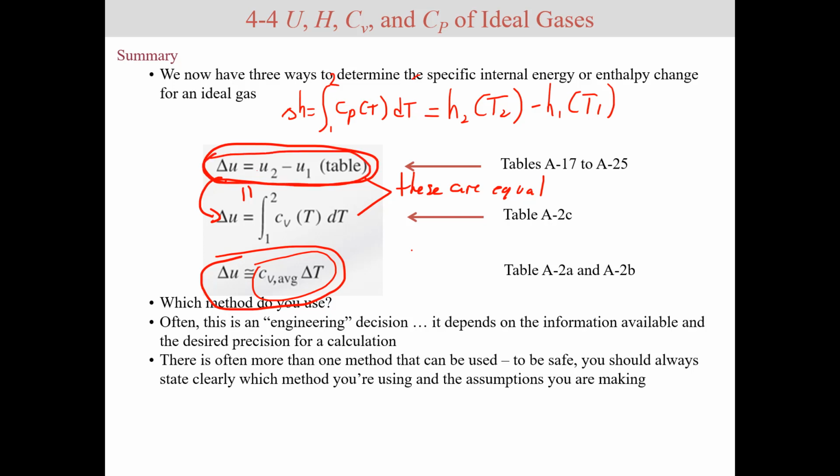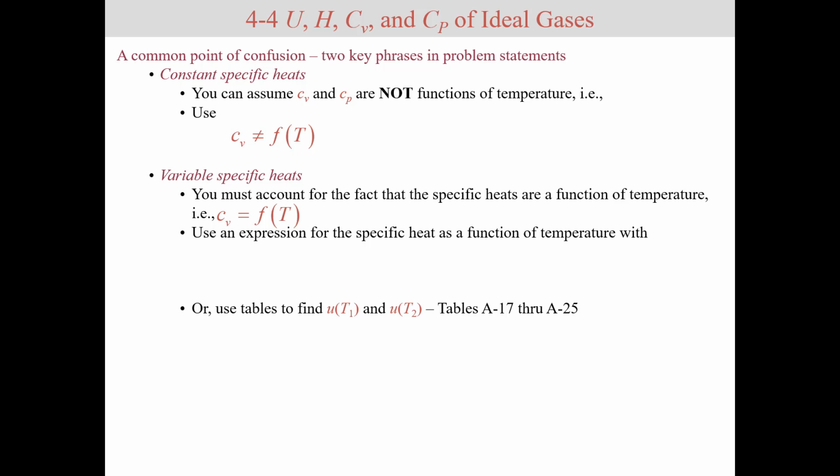A lot of times in thermodynamics, the terms constant specific heats or variable specific heats become confusing. But basically, if I'm going to assume constant specific heats, my change in internal energy and enthalpy are the following: some average Cv times delta T for internal energy, or some average Cp times the change in temperature.